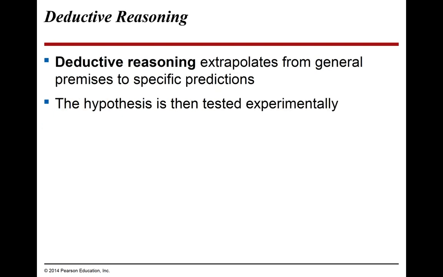Next is our deductive reasoning. Like I said, it's similar to inductive, but slightly different. So deductive reasoning extrapolates from general premises to specific predictions. So this is not something that you've observed a whole bunch. This is just like a generalization that you're making essentially. So a hypothesis is then tested experimentally.